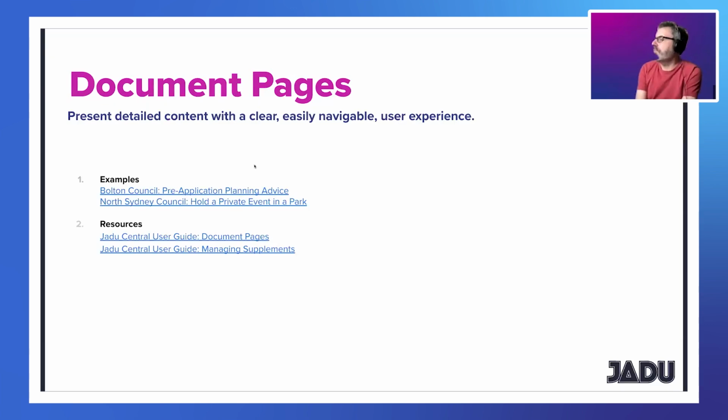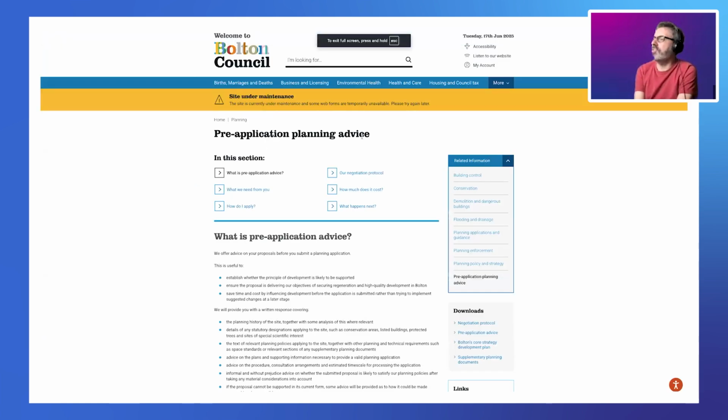Just for a couple of examples of document pages on customer sites. If I go to Bolton Council, they've got a pre-application planning advice document. And as you can see, this guides you through the information that you need to use. So they've broken their content up over a number of pages within a single document page. You've got a page about what the service is, negotiations, what they need from you, costs, how to apply, and then what happens next. So there's a clear user journey through that information, but it's effectively related to a single task.